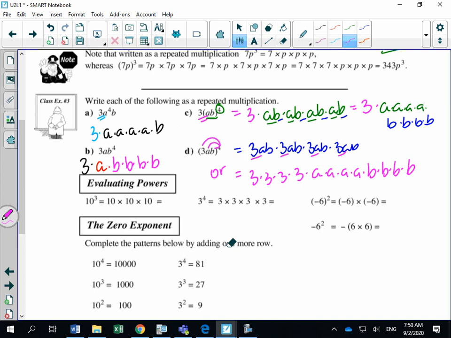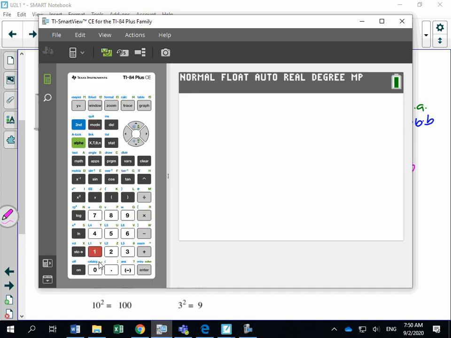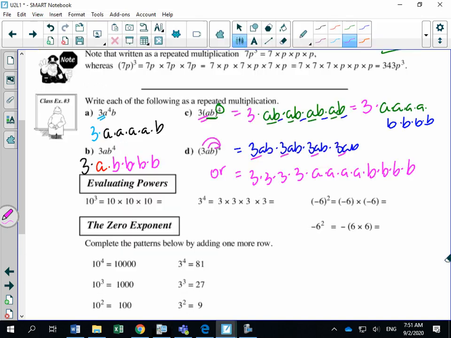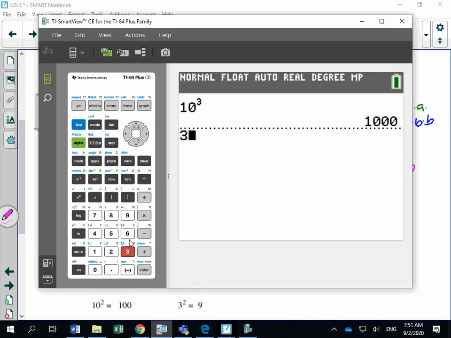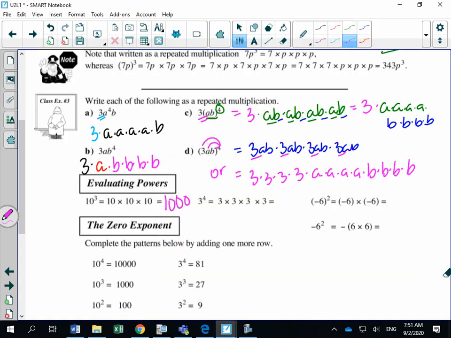Evaluating powers. I'm going to show you how to do this on your calculator. So 10 to the power of 3, you know, written in expanded form, that's 10 times 10 times 10. On your calculator though, so let's make sure everybody's proficient using their calculators. This is your power button. It's right above your division button. 10 to the power of 3 is 1,000. 3 to the power of 4. So 3 to the power of 4 is 81.